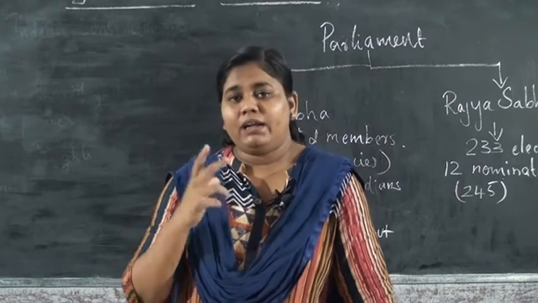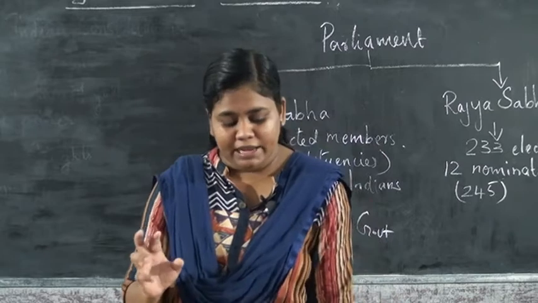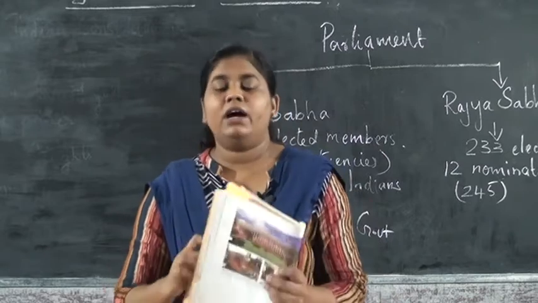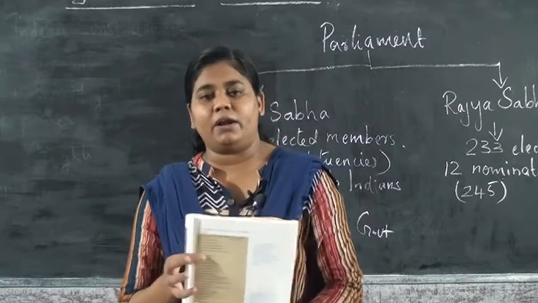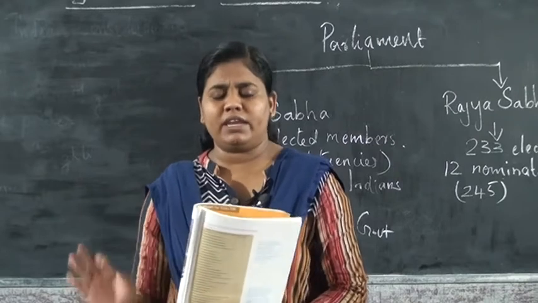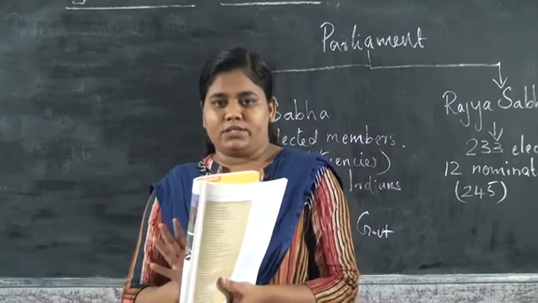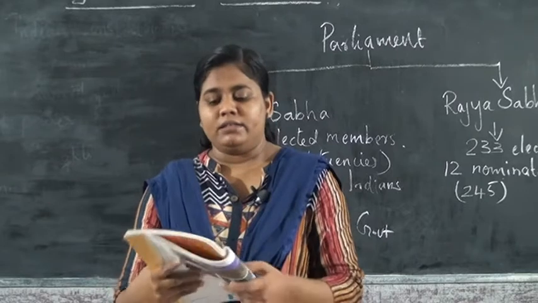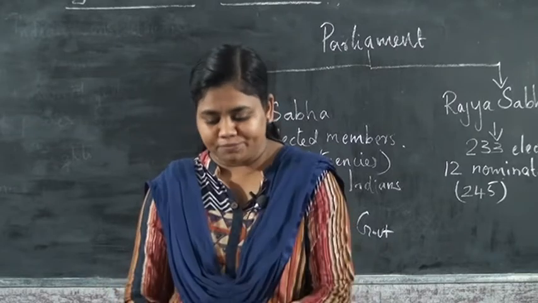In this list you can see it is clear that the Bharatiya Janata Party got 303 seats in the elections. So it is clear that this is the majority party.